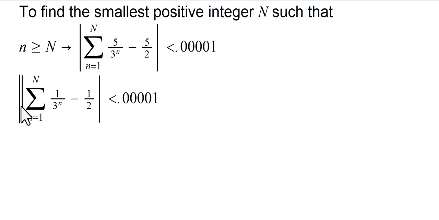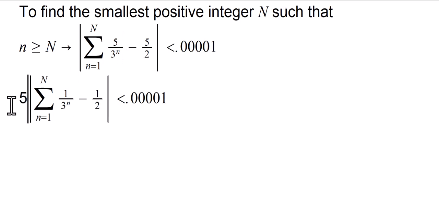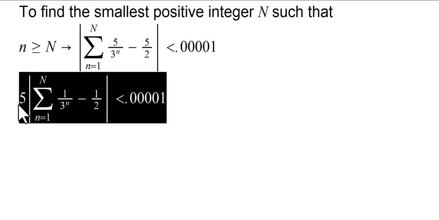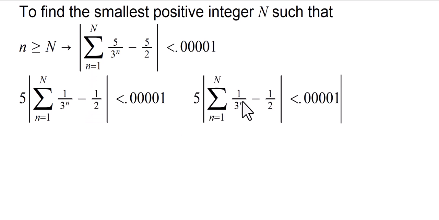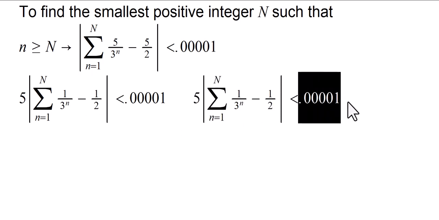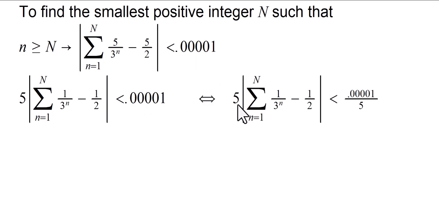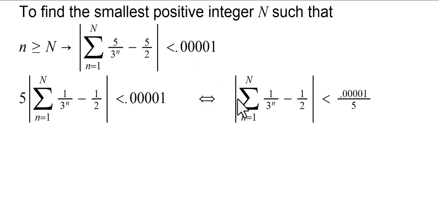5 over 2. So what we can do is 5 here can be factored out as a common factor. So we got 5 over here, and then the inequality may be treated as equivalent to this inequality here. We can divide by 5. Okay, so we got 0.00001 divided by 5, and I can put an equivalent sign here, and yes, we divided by 5.